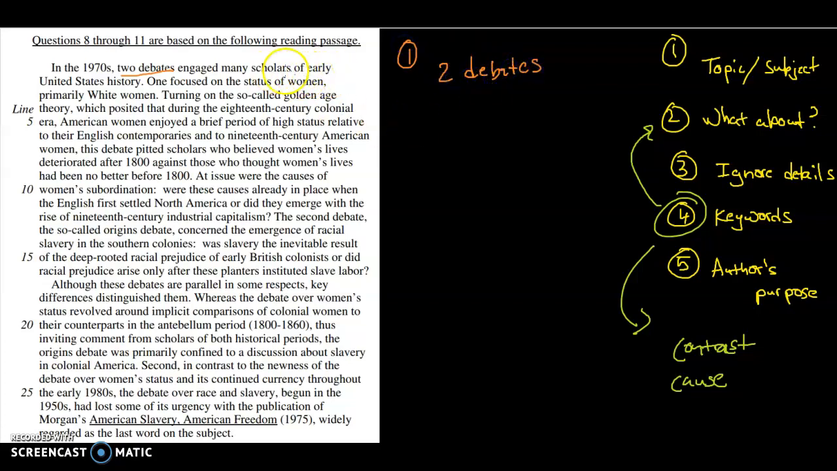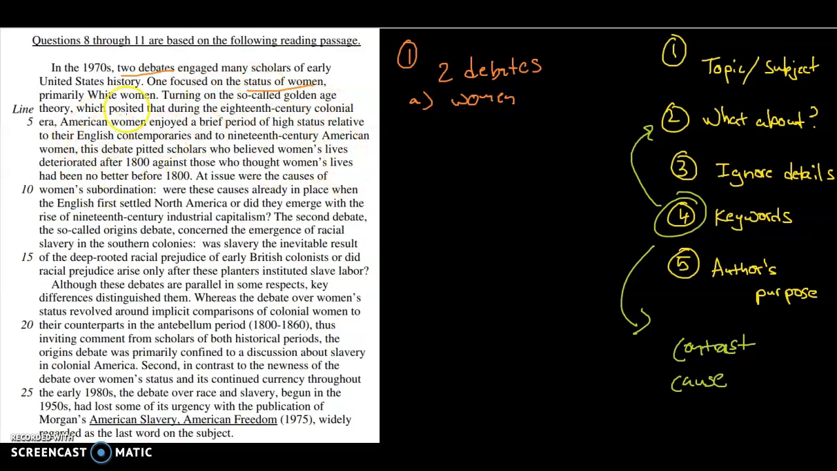Okay, what about them? They engaged many scholars of early United States history. One focused on the status of women, so I'm going to underline that one. Primarily white women. It looks like we're focusing on the difference between these two debates, so I should put that in something different. I'll put A, something about the status of women, turning on the so-called Golden Age theory.